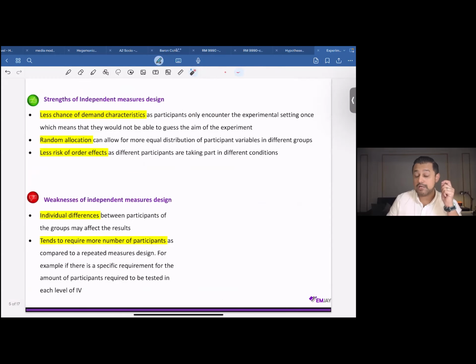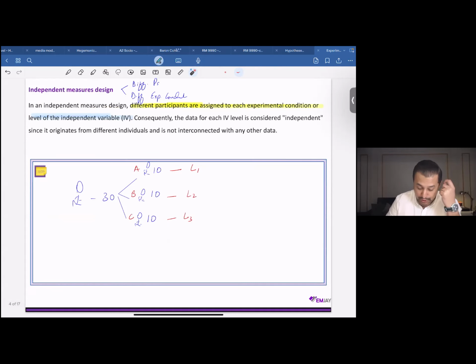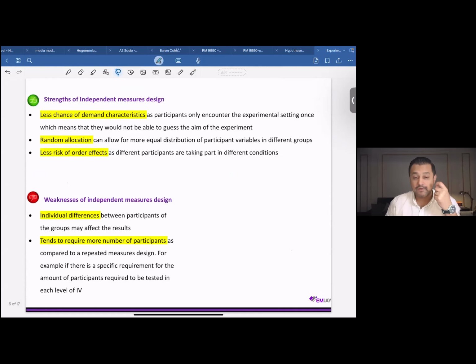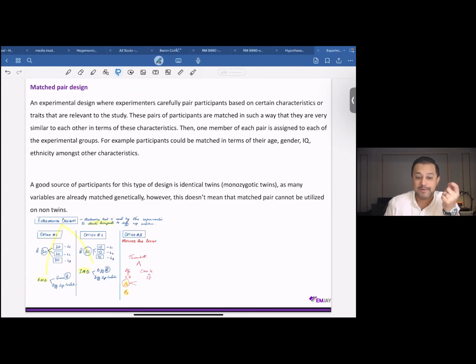Now, this independent measures design has its own strengths and limitations too. You might as well read through this so that you understand it better. Now, moving on towards the third experimental design that is a part of the syllabus, the matched pair design. I would want you to consider this as a fancier version of the independent measures design. Let me give an example.